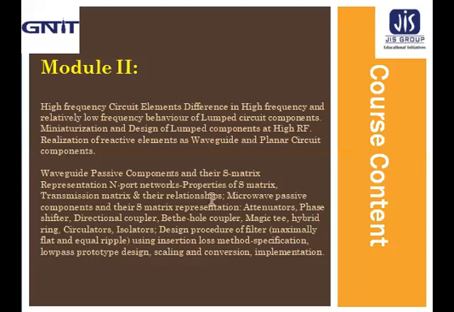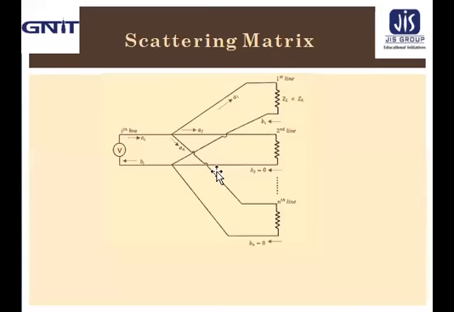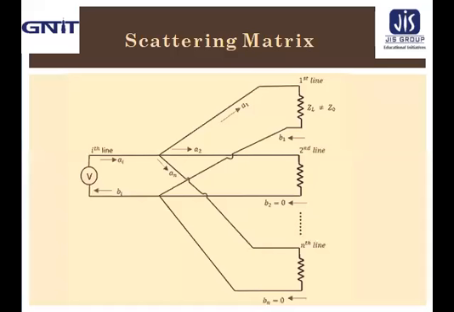Now today we will discuss the properties of the S matrix and what the S parameters are. Now first, what is the scattering matrix? This is a square matrix which gives all the combinations of power relationships between the various input and output ports of a microwave junction. Now the elements of this matrix are called scattering coefficients or scattering S parameters.